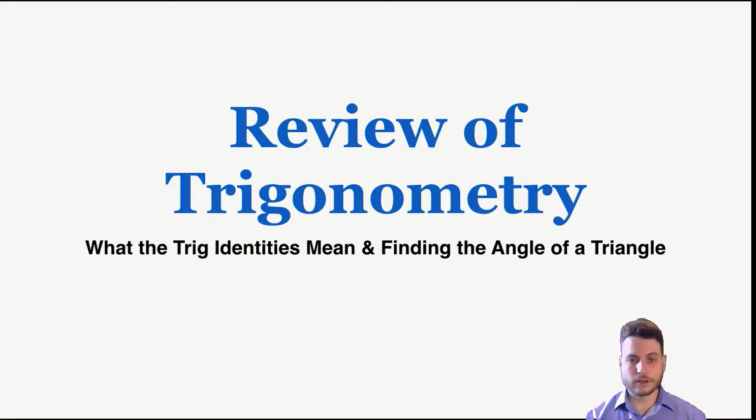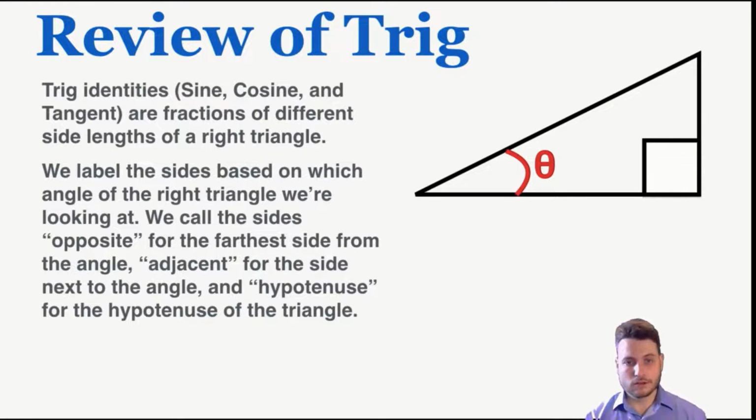This is a review of trigonometry. This part is covering what the trig identities mean and finding the angle of a triangle. So trig identities are fractions of different side lengths of a right triangle. That's literally all that they are. They're just the fraction values of different sides of a right triangle.